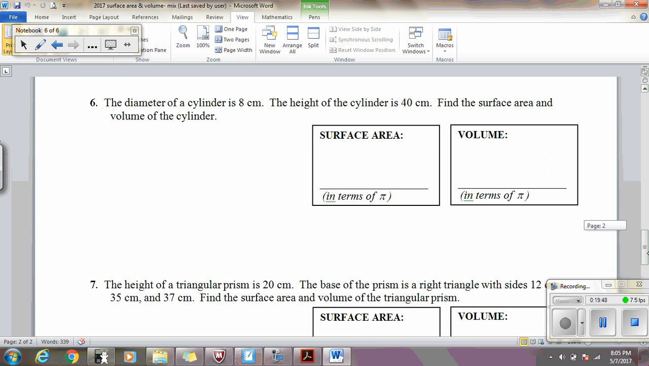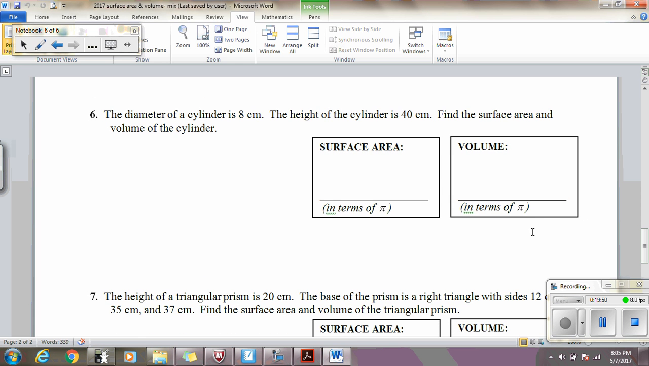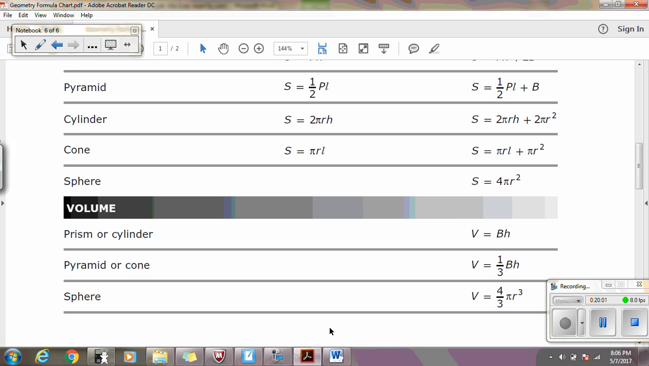Number 6 says the diameter of a cylinder is 8 centimeters. The height of the cylinder is 40 centimeters. Find the surface area and volume. So the formula for a cylinder is 2 pi RH plus 2 pi R squared. And for volume, it is BH.